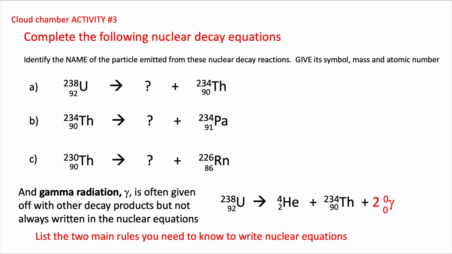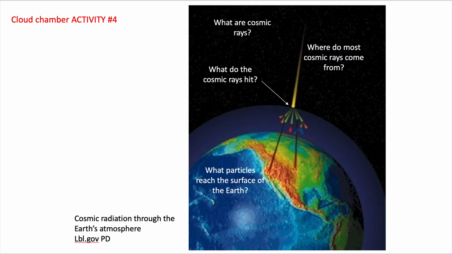It's a high energy output. They're not always written in the balanced nuclear equation. And it asks you to list 2 main rules you need to know to be able to write nuclear equations. So pause so you finish those activities.